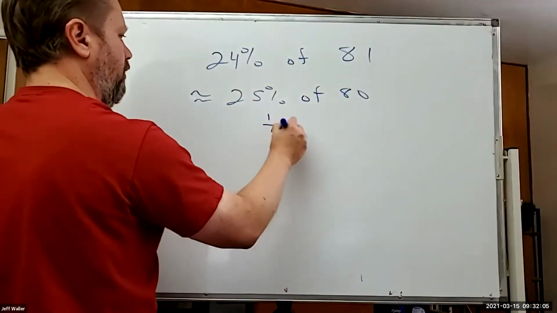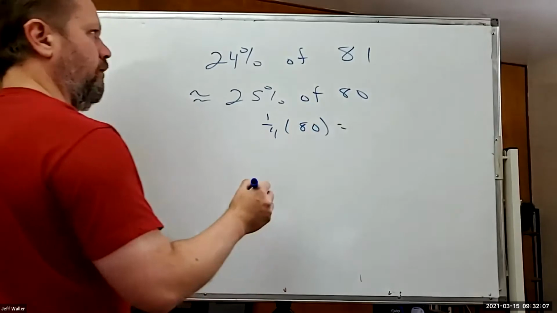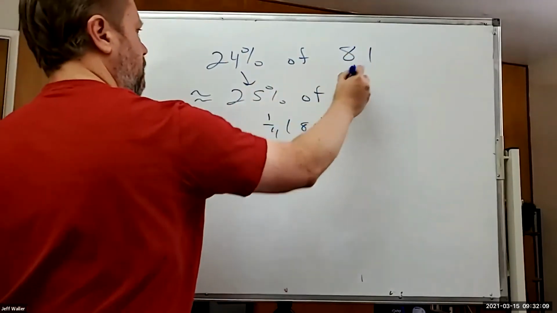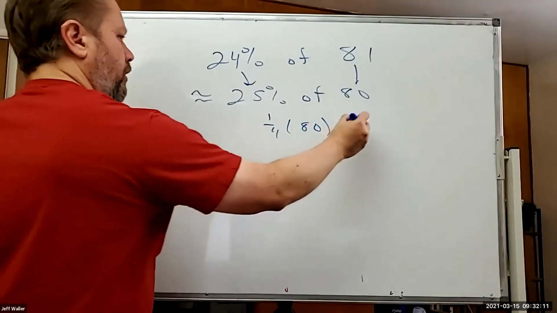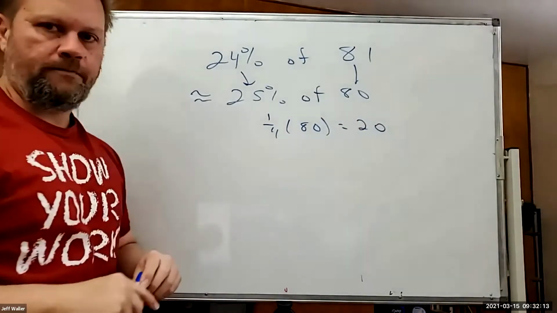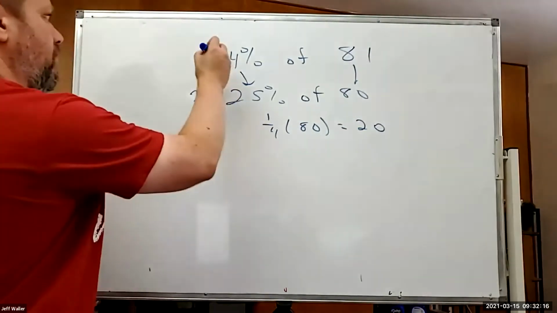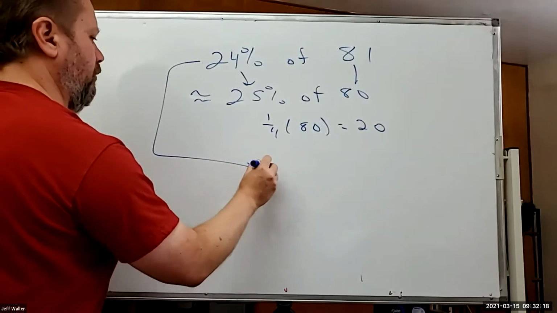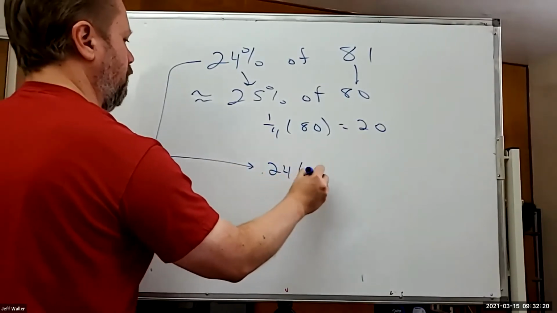What's 1/4 of 80? I made that go up, I made that go down. It's going to be 20. Now, can somebody do this in their calculator? What's the actual amount? What's 0.24 times 81?